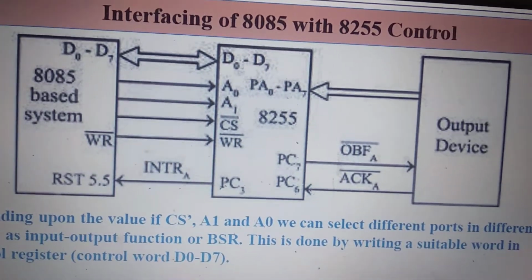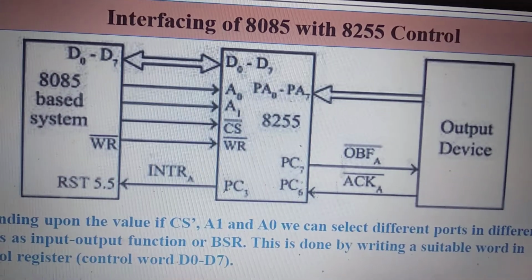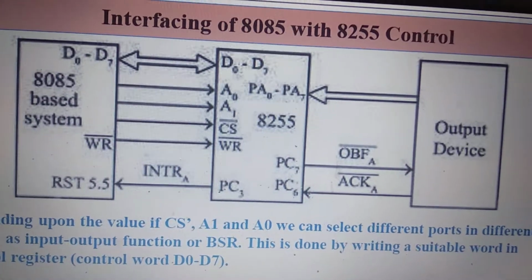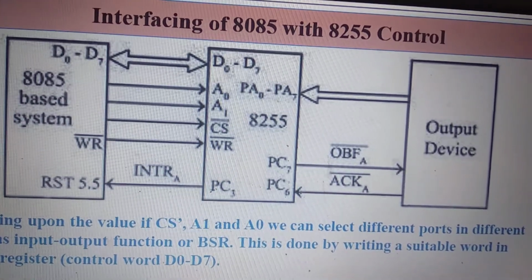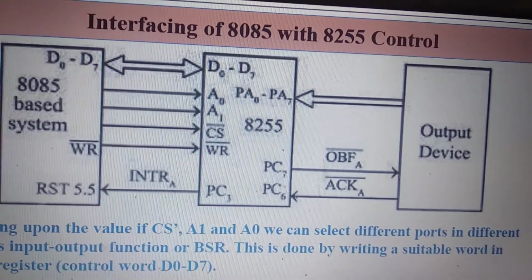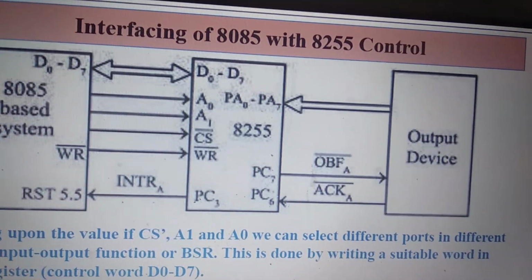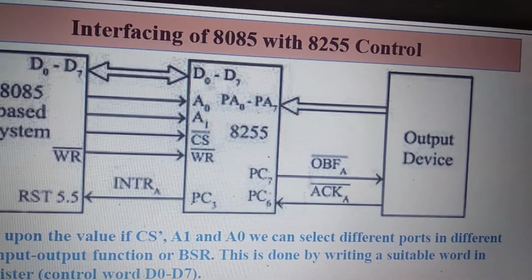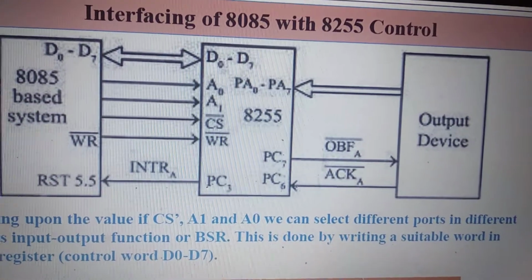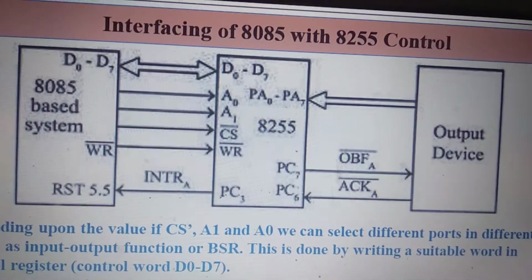Okay, and this RESET bar and RST 5.5 is the interrupt of the 8085 microprocessor, and this particular 8255 IC has different modes of operation. We will see that later on. Each mode provides us with some special functions, so for them we need some acknowledgement signal and interrupt signal. So these are defined for that.